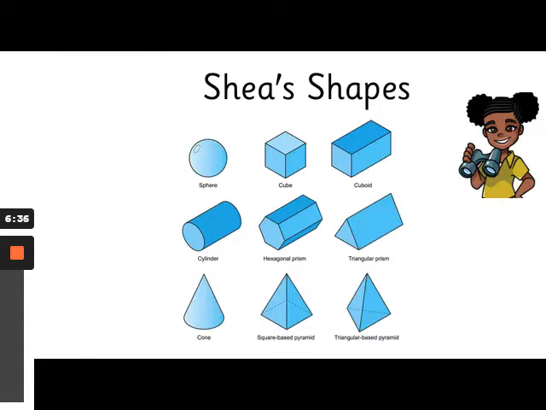Okay, now we are on to Shia's shapes. Shia has got her 3D shapes here. Look over these 3D shapes, remind yourselves what they look like and what their names are, because that's going to help us when we are solving the next question she's going to ask us.